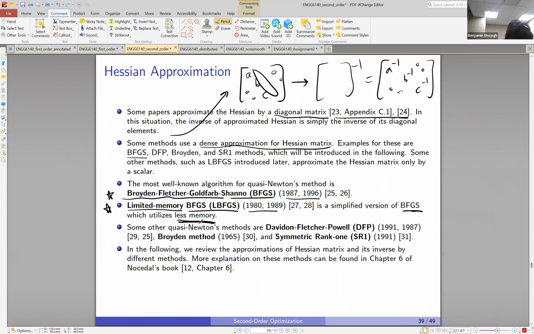Okay. And some other Quasi-Newton methods are Davidon-Fletcher-Powell or DFP in 1987, 1991, the Broyden method in 1965, and Symmetric Rank-one or SR1 in 1991. So you can look up their papers. In the following, we're reviewing this, and more explanation on these methods can be found in chapter 6 of Nocedal and Wright's book, where they talk about Quasi-Newton methods a lot.